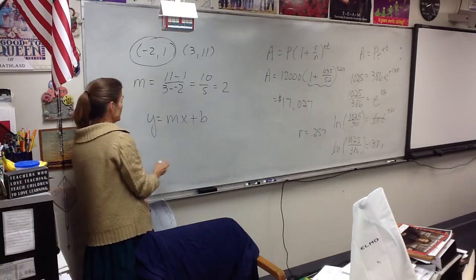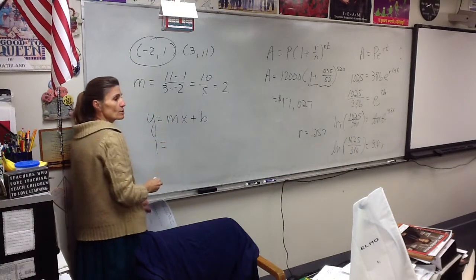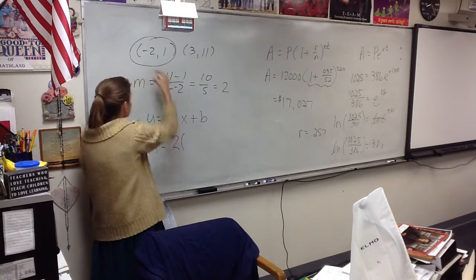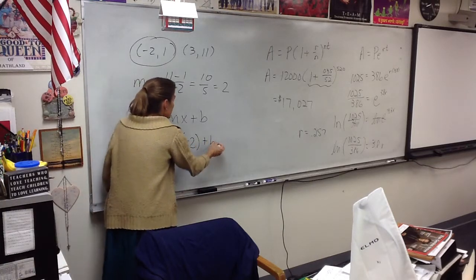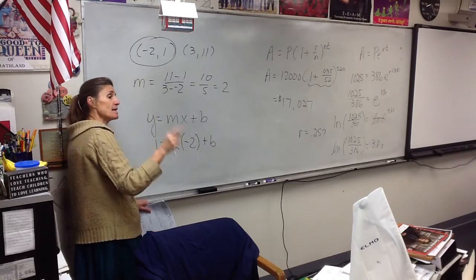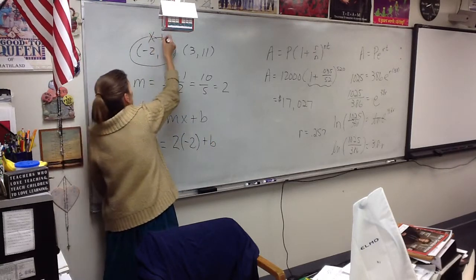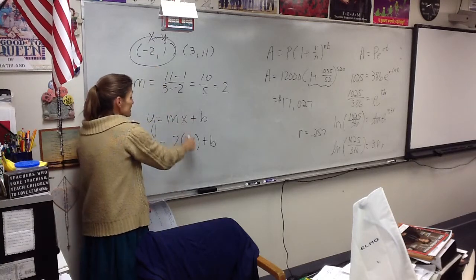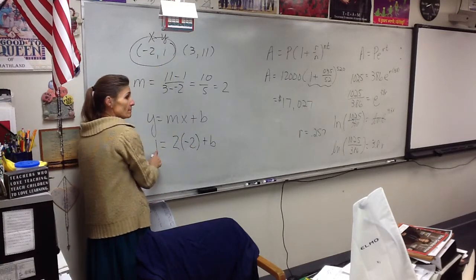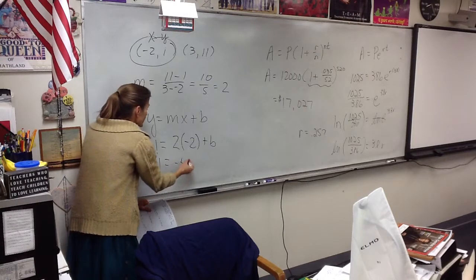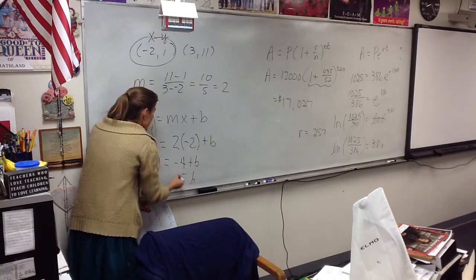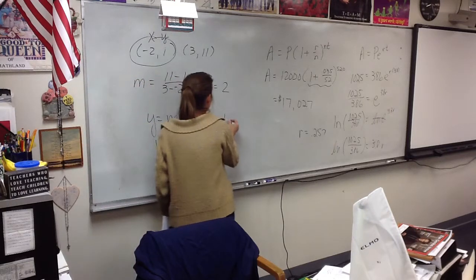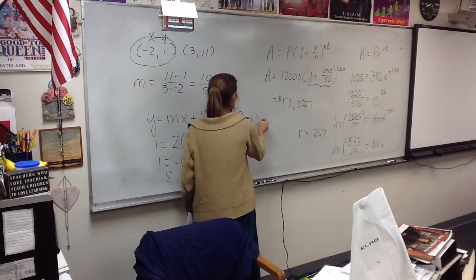But we will. So 1 equals 2 times -2 plus b. The biggest mistake that's made is kids put the wrong number in the wrong spot. X is -2, Y is 1. So 1 equals -4 plus b, which means b equals 5. So the equation of your line is y equals 2x plus 5.